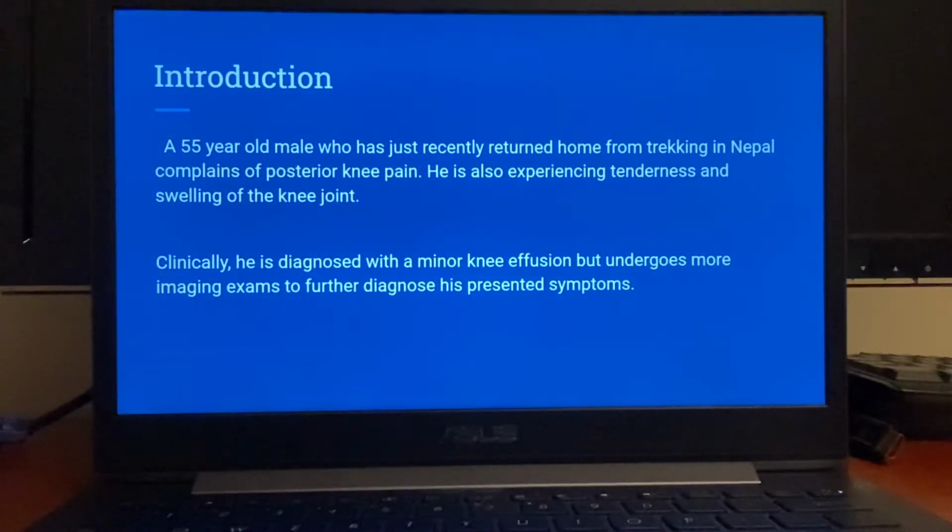So, the case study I found was about a 55-year-old male who had just recently returned home from trekking in Nepal. He had been complaining of some posterior knee pain that he had had upon returning. He was also experiencing some tenderness and some swelling to that knee joint. He went to get it checked out, and clinically he was diagnosed with a minor knee effusion, but had to undergo some more imaging exams to further diagnose his presented symptoms.